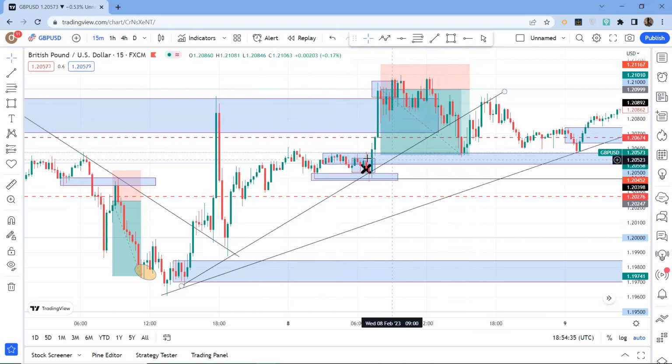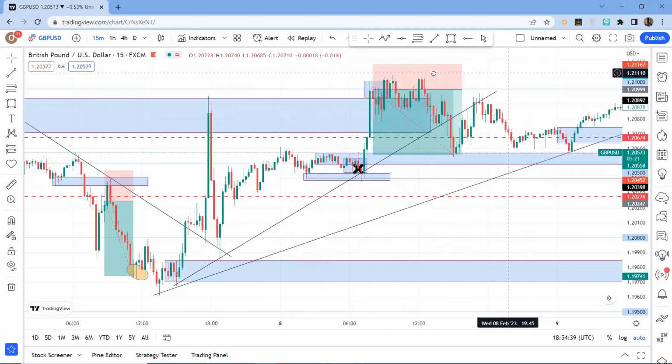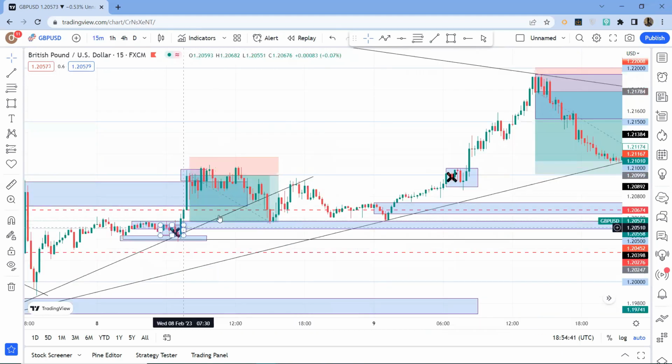And there's a psychological level, then an order block. So that's how the market was moving. So that was a retest of this trend line, but it came bouncing on this order block.